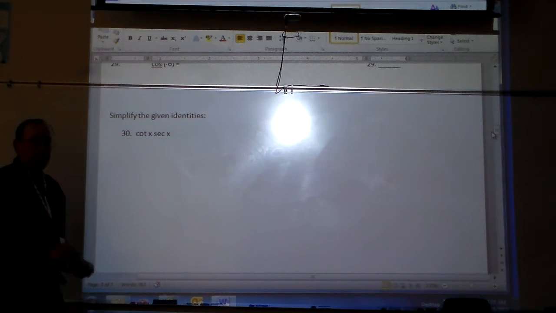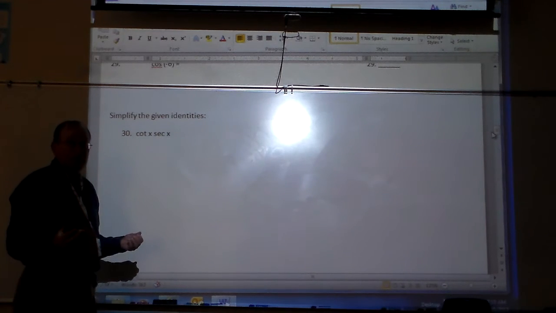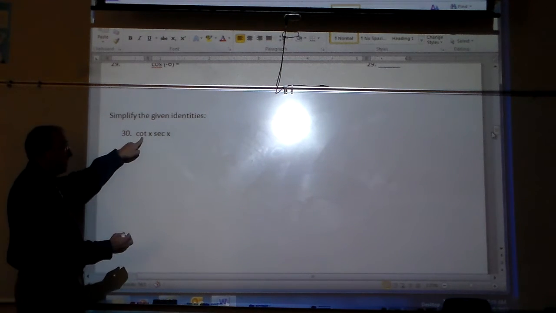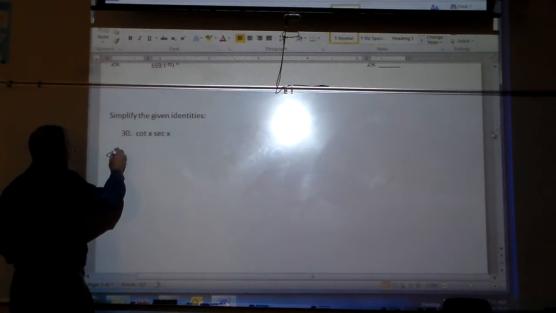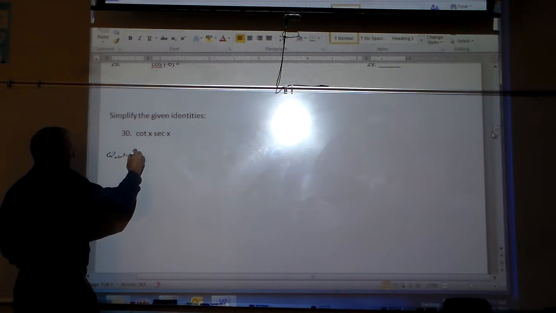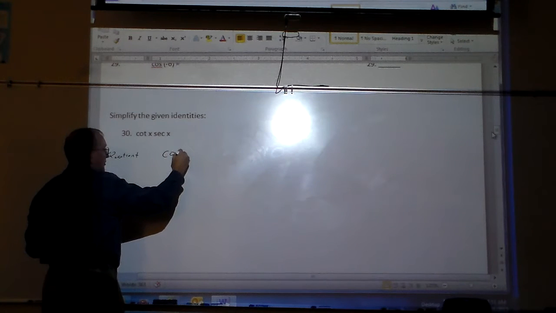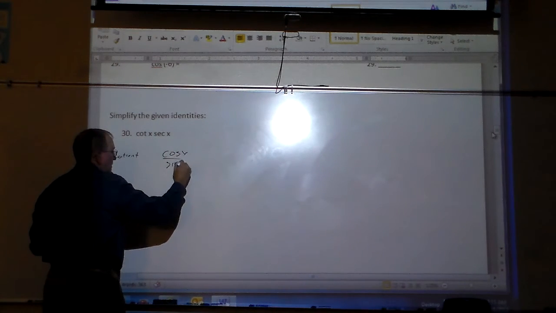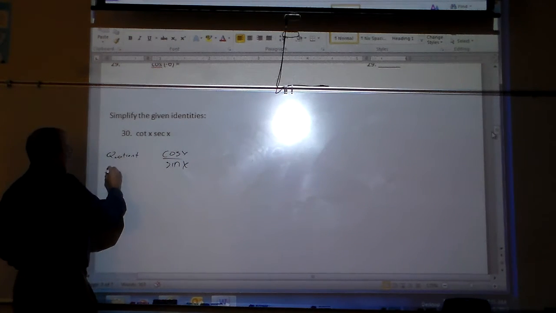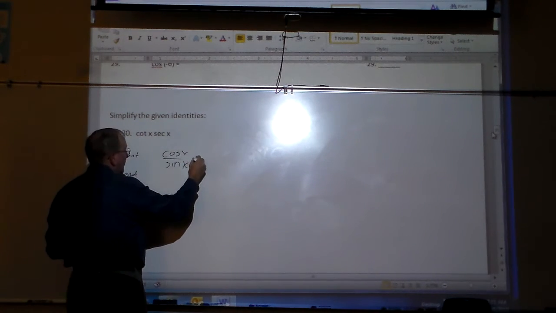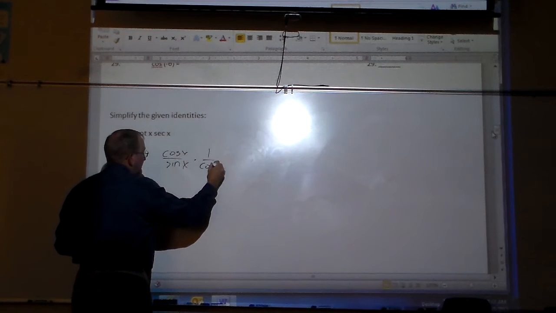And the first thing I would think of is probably something like this here: rewriting things in terms of sine and cosine as much as possible. Cotangent x, if I use my quotient identity, my quotient one, for it, that would be cosine x over sine x. And if I use the reciprocal identity for secant, that would be 1 over cosine.